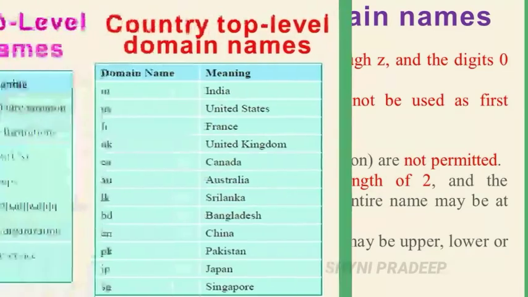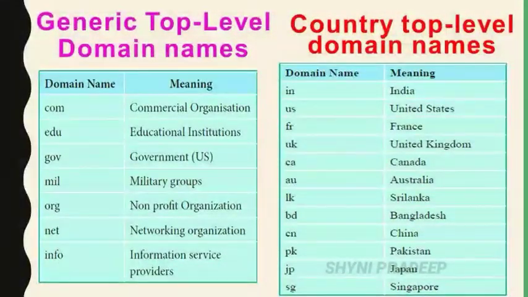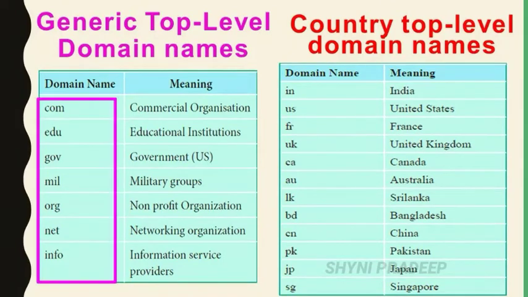Let's see some of the generic top level domain names and country top level domain names. These generic top level domain names are used at world level, which means com, edu, gov, mil, org, net, info. These are the world level domain names.